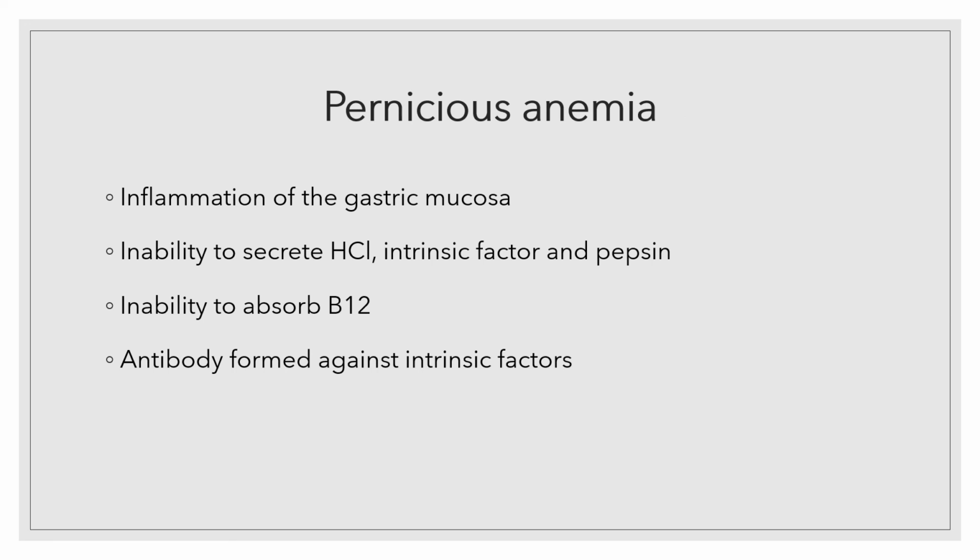Pernicious anemia is one associated with inflammation of the gastric mucosa. Patients that have pernicious anemia have the inability to secrete hydrochloric acid, intrinsic factor, and pepsin. Intrinsic factor is the substance found in gastric juice which makes the absorption of B12 possible. So if you have pernicious anemia, you're not able to absorb B12. The antibody formed is anti-intrinsic factor.